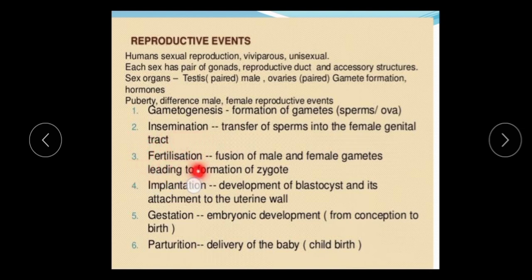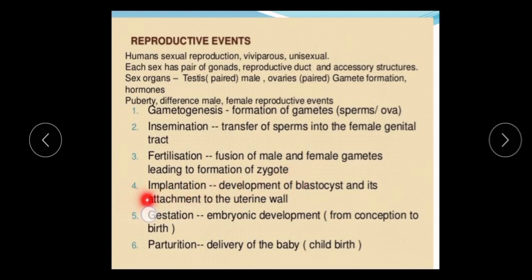Now the third event is fertilization. Fertilization is basically the fusion of male and female gametes. That means once the sperm has reached the female genital tract, it has to fuse with the female gamete, and this process is called fertilization, leading to the formation of the zygote.